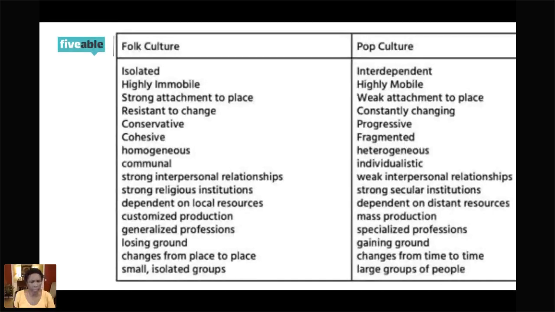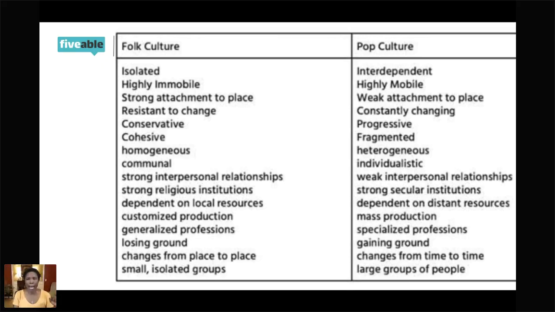They have customized production that changes from place to place, a small isolated group, whereas popular culture is going to be the masses. It's highly mobile. It's always moving around and changing, and it gets around the world quick. It is fragmented. It is heterogeneous. It is mass production. When you start thinking about fashion and how quick something can take place on the runway of Paris, and then all of a sudden, it's in Target and Walmart and Macy's and our local stores. So popular culture is going to move really fast, and a large group of people are going to be practicing it.